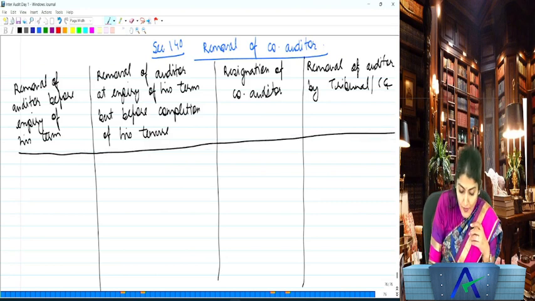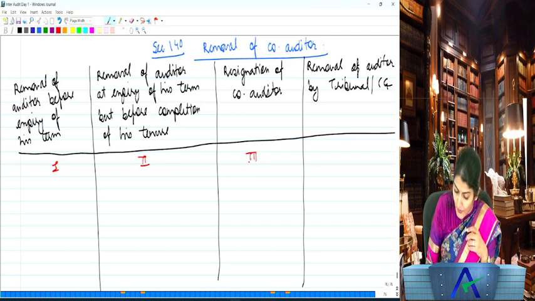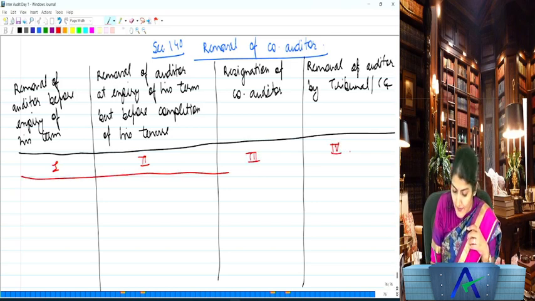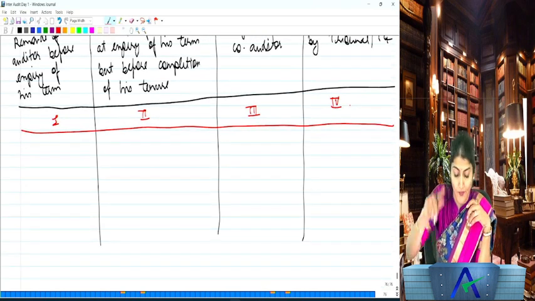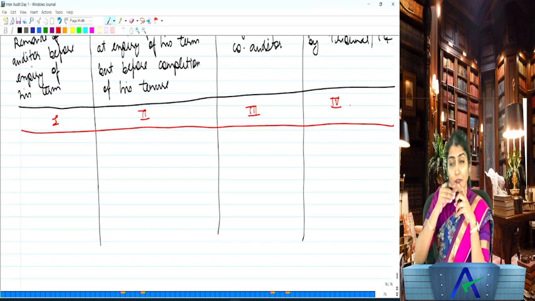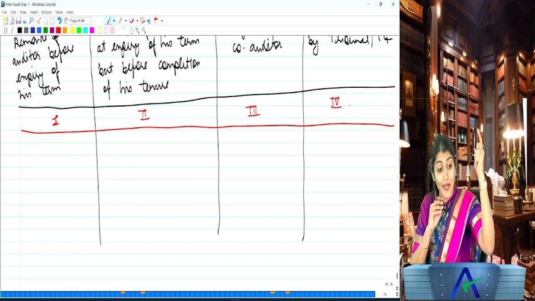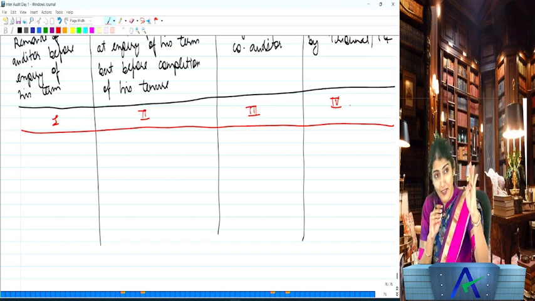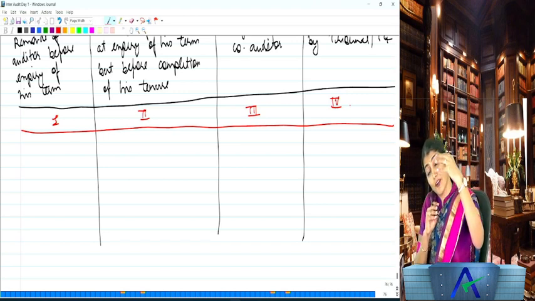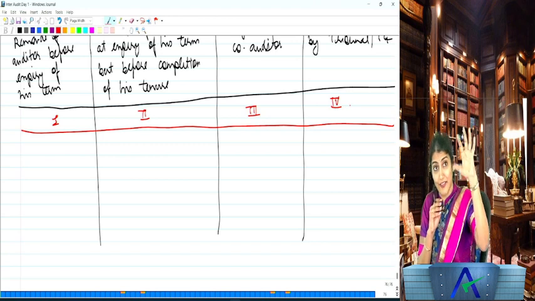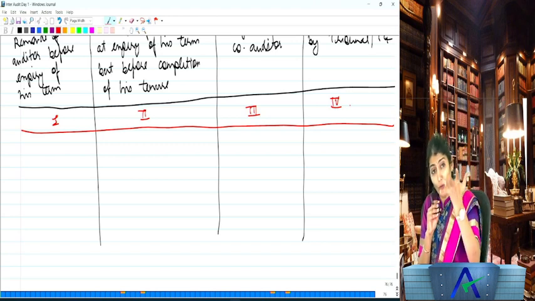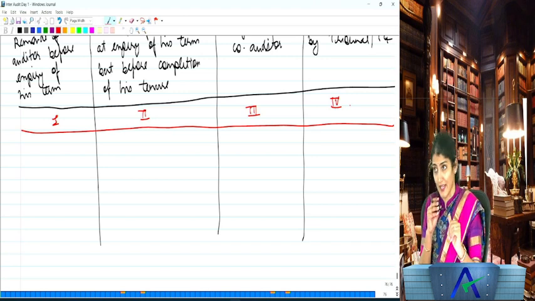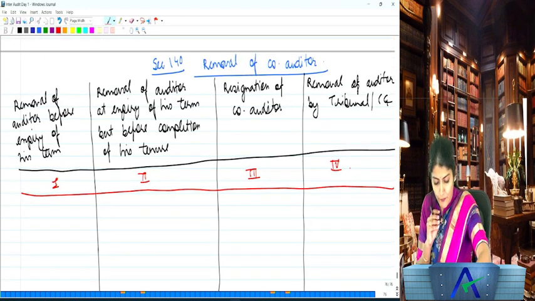Right, so now removal of the company auditor, we discuss it under the 4 heads over here. First, removal of the auditor by the members right now. Right away you say change the auditor of the company. Second, at the expiry of his term, but before completion of his tenure. That is, the 5-year, 10-year not yet over. Third one, auditor says, what, you remove me? I am only resigning. Right, and fourth one, removal of auditor by the tribunal or the CG. Are you understanding that, everyone? Yes, all of you with me?